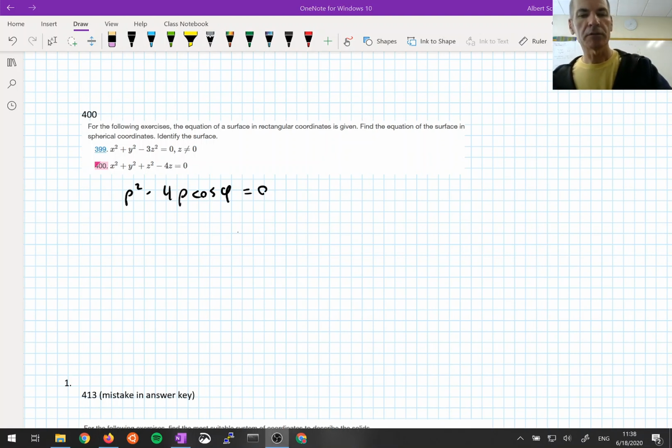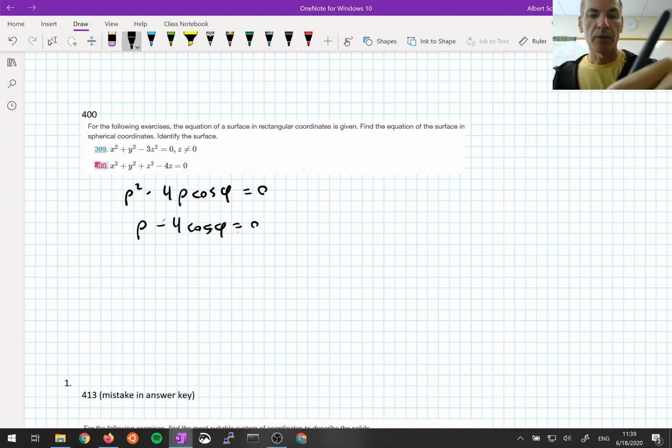If I move the cosine term over to the right-hand side and divide out the rho, taking care to note that rho could be 0, what does rho equal 0 actually represent? It just represents the point at the origin. So just note that the point at the origin is one of the points on this surface, and then carry on. Assume rho is not equal to 0, and divide it out, you get rho minus 4 cosine of phi equals 0.